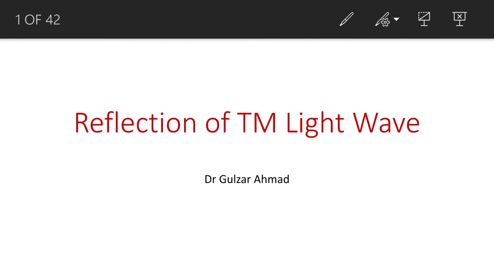We discussed the reflection of TE light wave in the previous class. Today we are going to discuss the reflection of TM light wave. TM stands for transverse magnetic light wave. When the magnetic field intensity of the light wave is normal to the plane of propagation, then this light wave is known as transverse magnetic light wave.